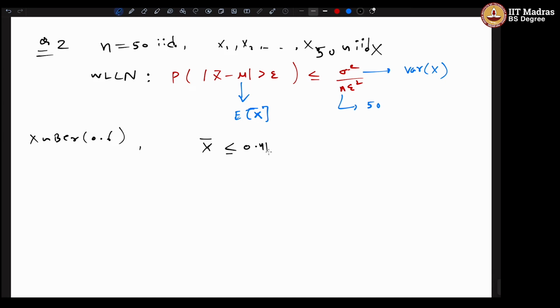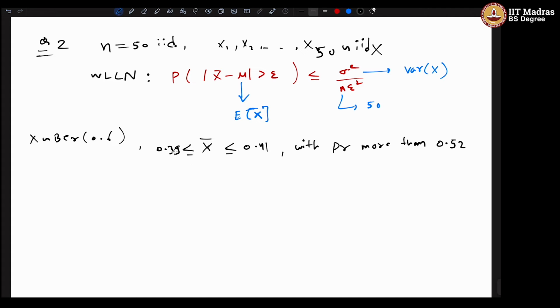0.41 and 0.31. So this is what we need to verify, whether this is true or not, which means the sample mean lies in this range with the probability more than 0.52, so it is true. So this we have to verify. So how do we include the law of large numbers in this?